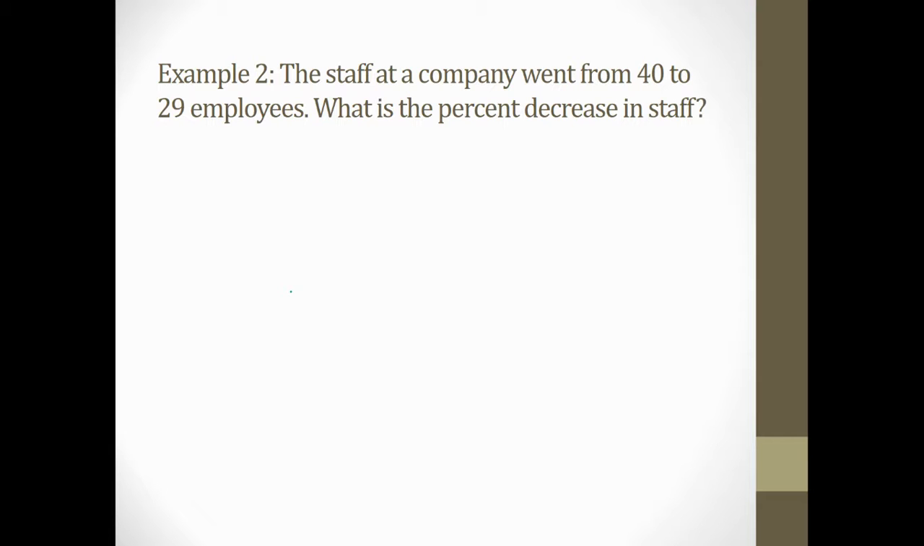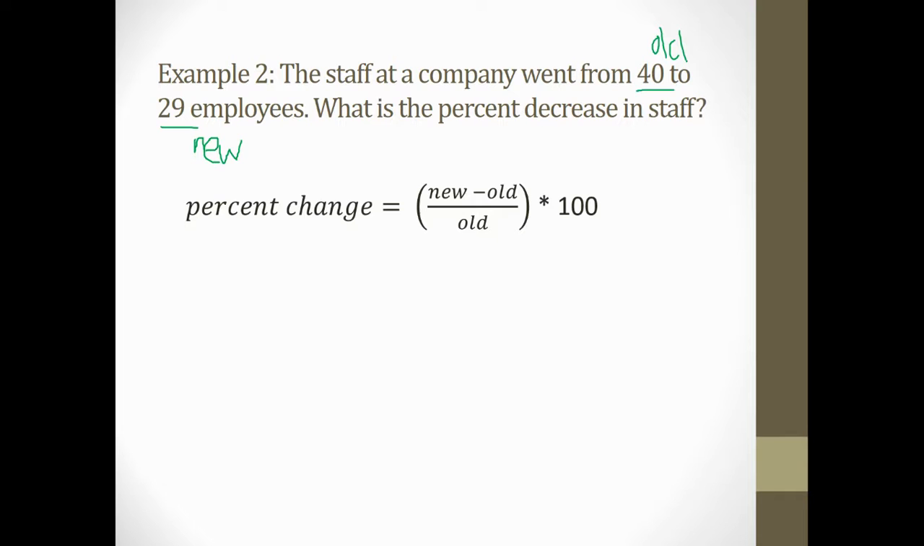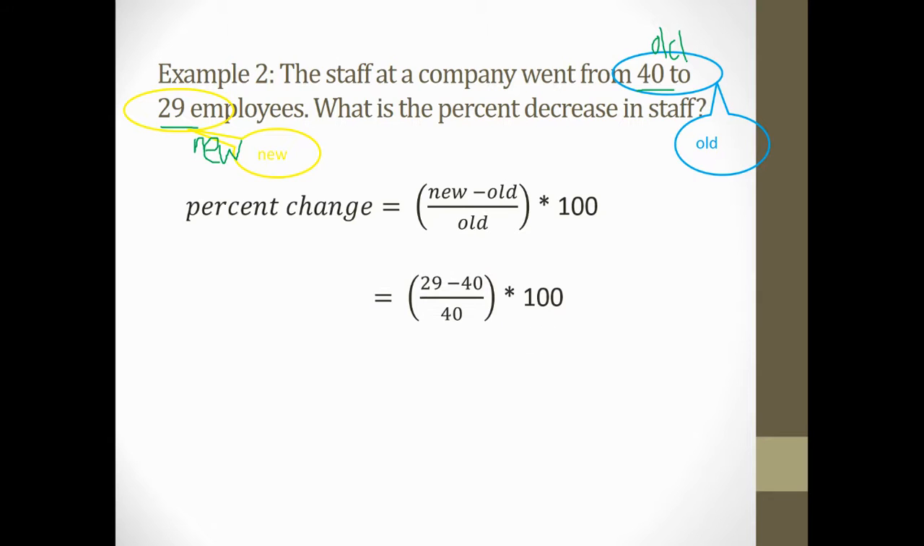The staff at a company went from 40 to 29 employees. So I want to look at this 40 and this 29. What is my new number of employees? My new number of employees is the 29. My starting number of employees, my old value, was my 40. If I want to do new minus old, my new was 29, my 40 was my old. Plug it in: 29 minus 40, divide by my old, so divide by 40. Do the math, and that gives me a 29.7% decrease. Why did I drop the negative? The negative just told me that I was decreasing.